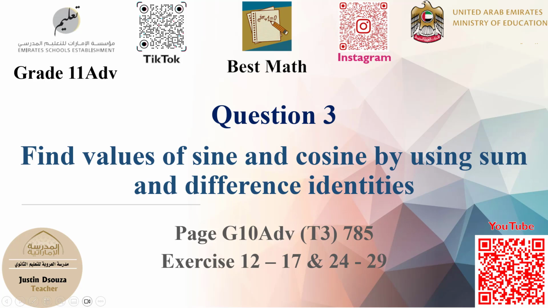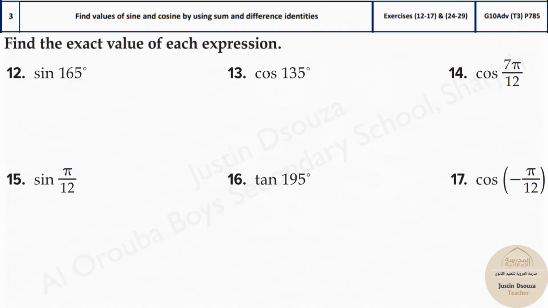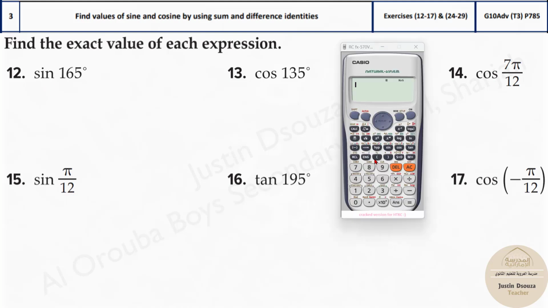Question number 3 is to find the exact values of sine and cosine. This is one of the easiest topics in the MCQ part. All you need is a calculator. When it is degrees, you can just type it out as sine 165. That's it. That is the answer.